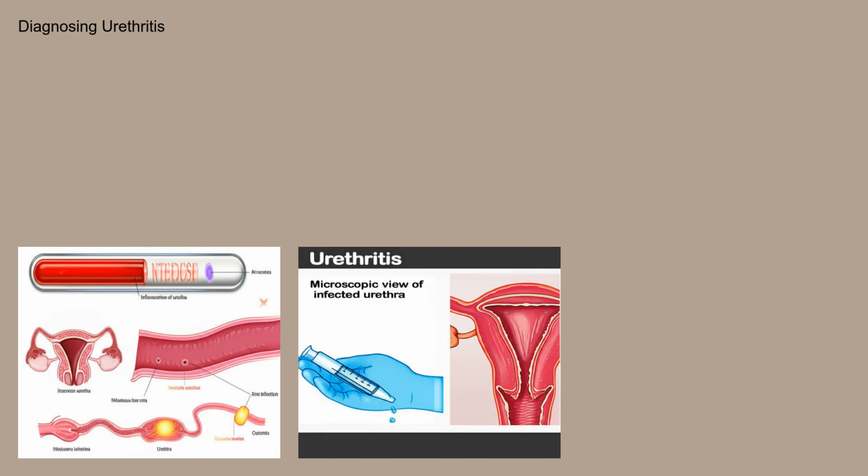Diagnosing urethritis typically involves a physical examination, a review of the patient's medical history and sexual history, and laboratory tests. A urine sample is collected to detect the presence of bacteria or other infectious agents. A urethral swab may also be taken, especially in men, to identify specific pathogens like gonorrhea or chlamydia. Testing for other STIs is also commonly recommended to rule out co-infections.